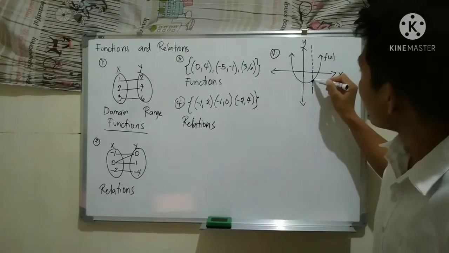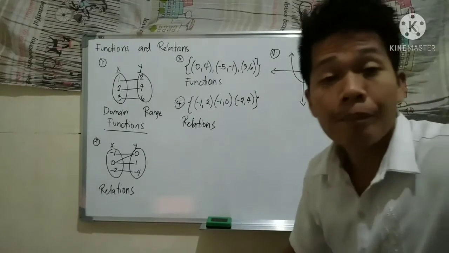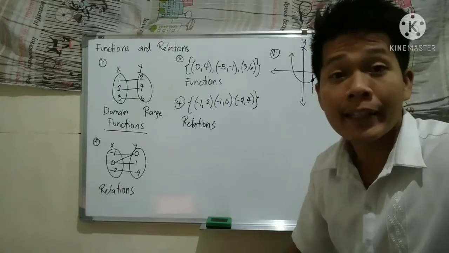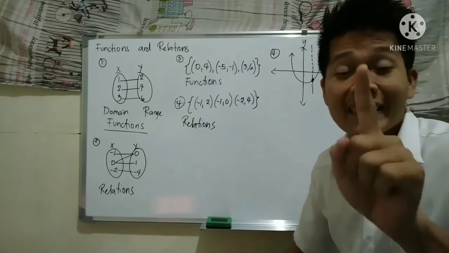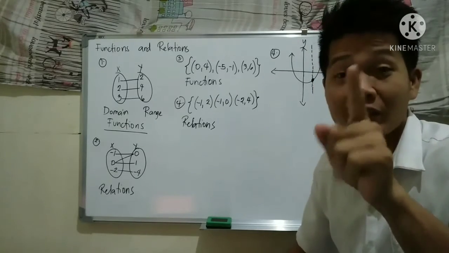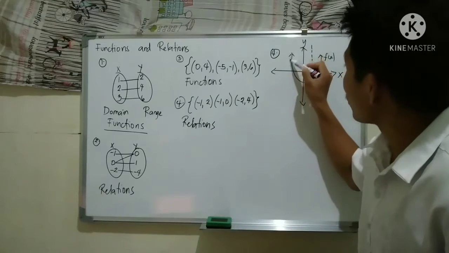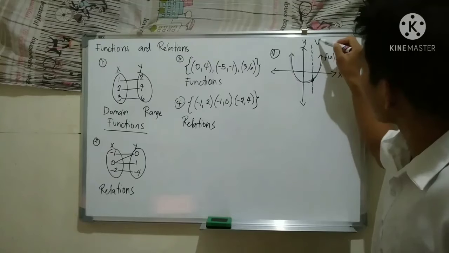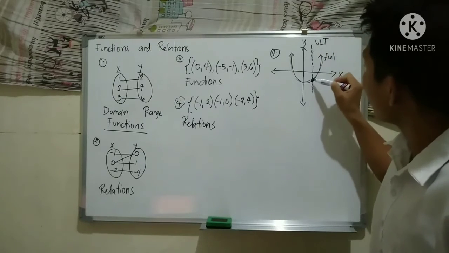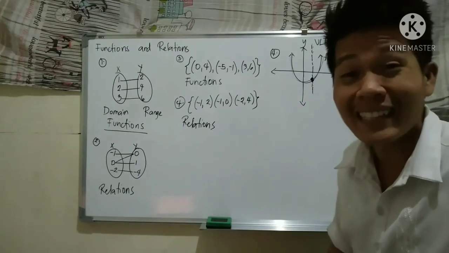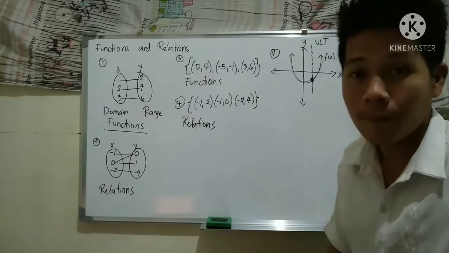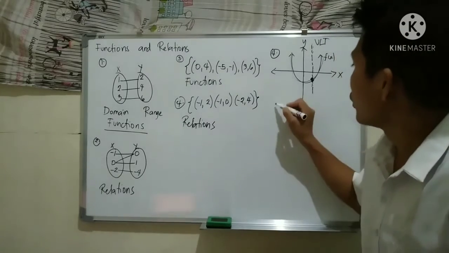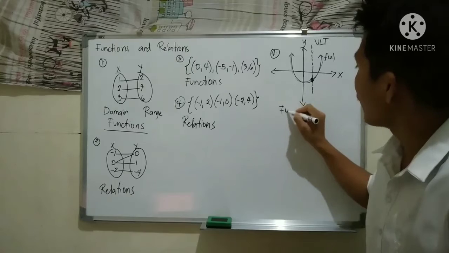So here it touches the graph. How many points does it touch? Very good, it touches the graph only once. The vertical line test intersects the graph at exactly 1 point. Therefore, it is a function. So therefore, the graph represents a function.